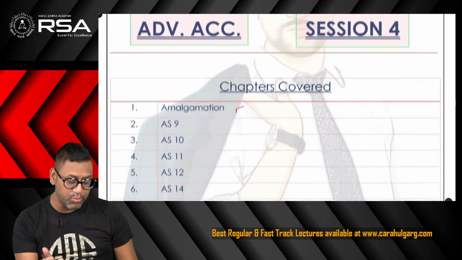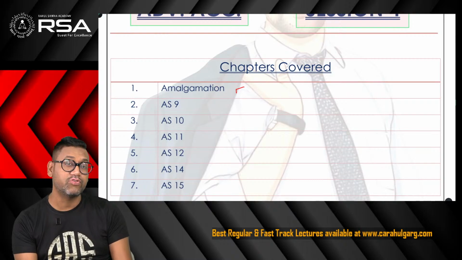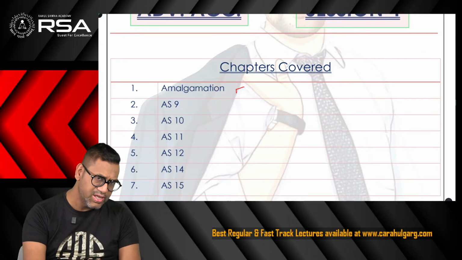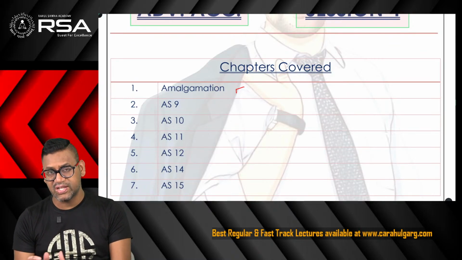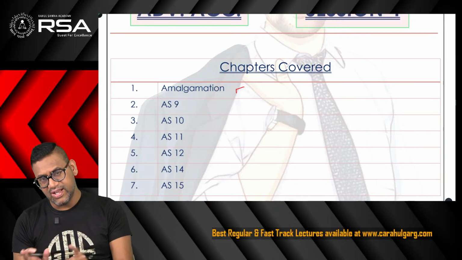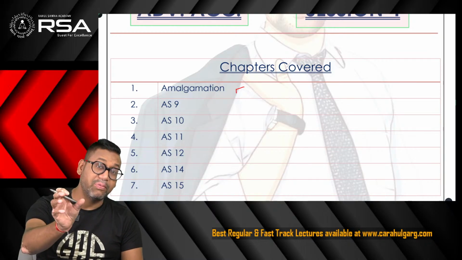So in the next session, session number 5, we will be taking up the chapter of Consolidated Financial Statement and some of the AS. In the last session, session number 6, there are total 6 sessions of Advanced Account, we shall be taking the remaining AS.